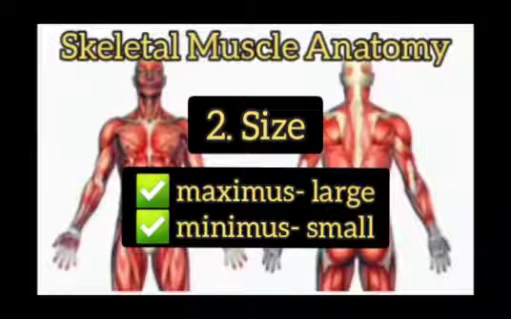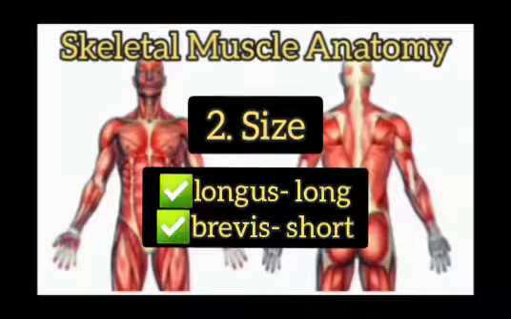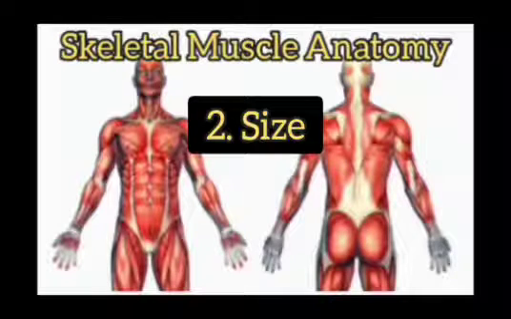Then we have the size. The gluteus maximus, large, is the largest muscle of the buttocks. And the gluteus minimus, the small, is the smallest. So, a longus, meaning long, muscle is longer than a brevis, short, muscle. In addition, a second part to the name immediately tells us there is more than one related muscle. For example, if there is a brevis muscle, most likely a longus muscle is present in the same area.